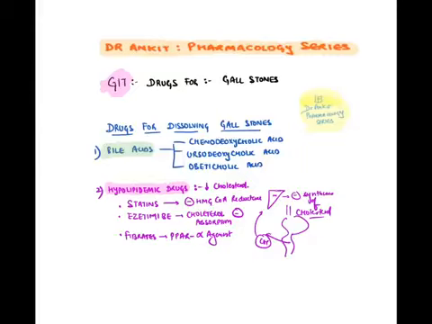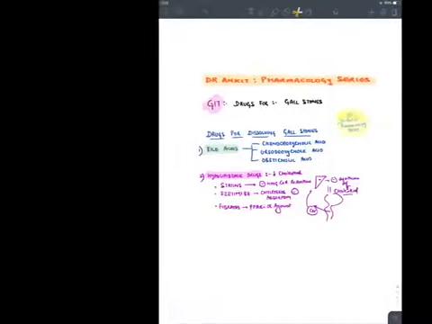Okay. So they help in dissolving the gallstones. They are bile acids. Bile acids will remove the surface tension and hence they will reduce the precipitation of gallstones. These are chenodeoxycholic acid, ursodeoxycholic acid and abitocholic acid. Then we have hypolipidemic agents which reduce the cholesterol content in the bile, like statins, ezetimibe and fibrates.